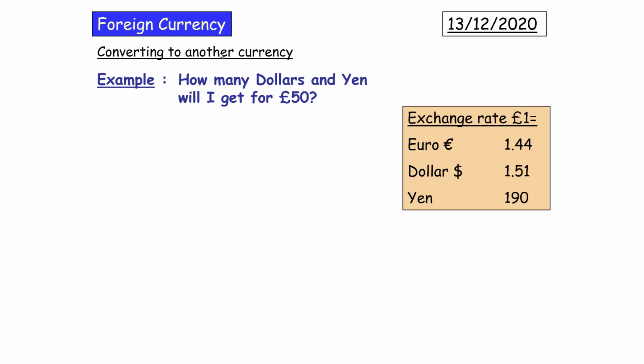Okay, for this example, how many dollars and yen will I get for £50? So let's do the dollars first. I always like to write them out. So here my pounds to dollars conversion.